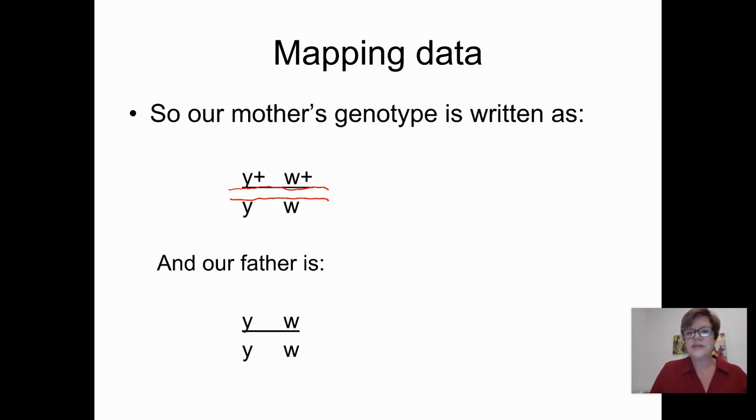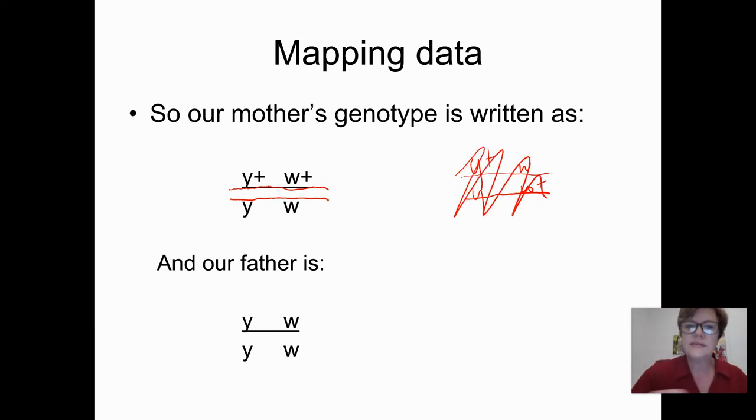The mother's genotype didn't have to be that way. The mother's genotype could have also been a Y plus with a W on one of the homologs and a Y with a W plus on the other. But in this case, this is the mother we're going to use.